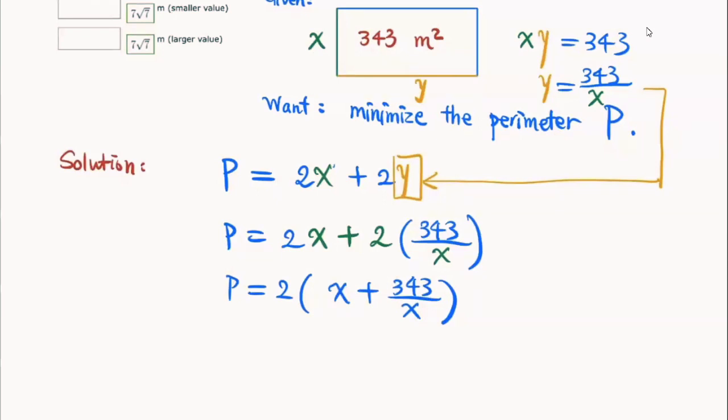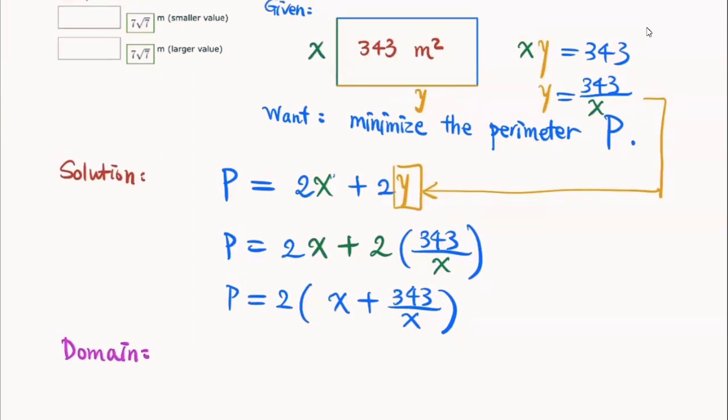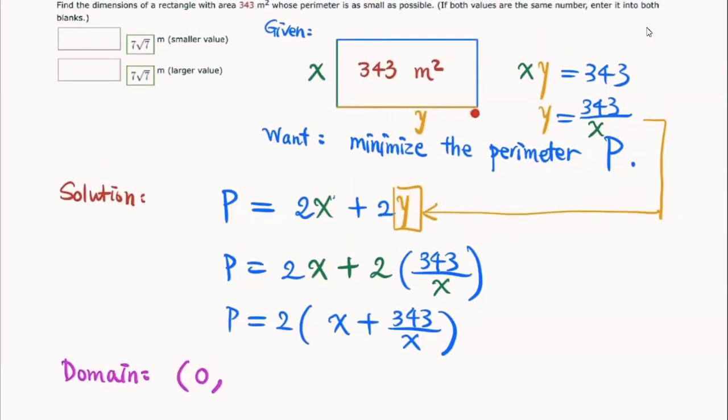The next thing we do is we want to see what's the domain for this function. Because x is the width, it has to be greater than 0. And well, if y is small, x can get very large in order to have this area, right? So x can go larger and larger. The y is small, so x can go to infinity.